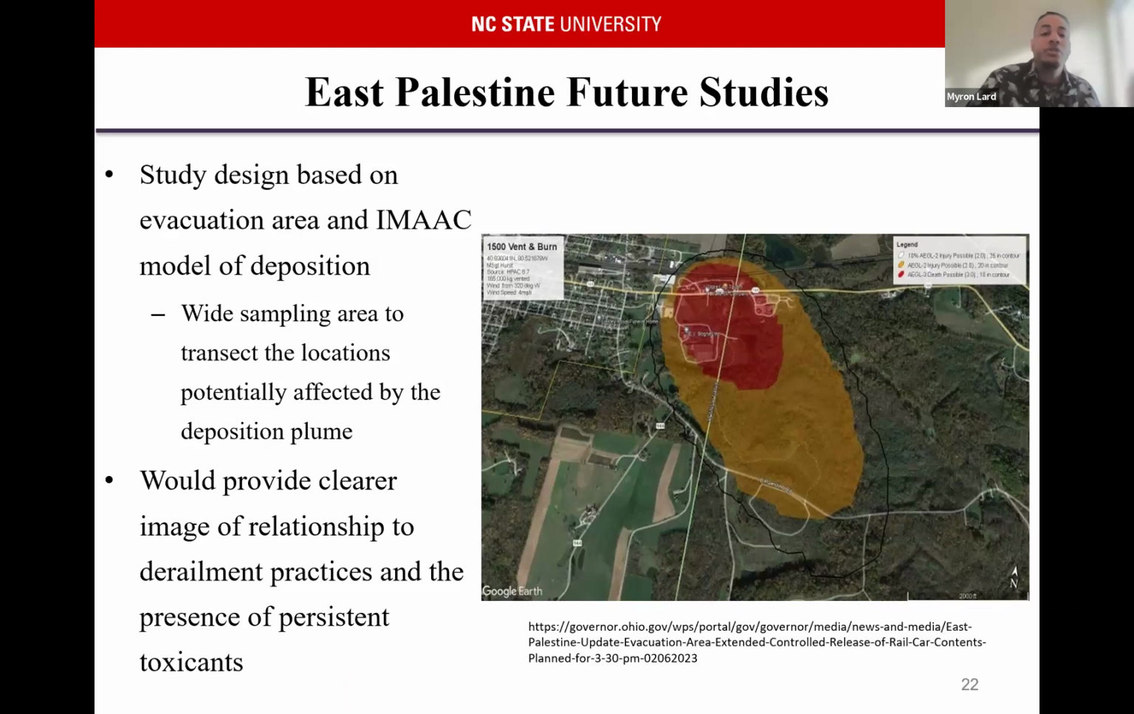So if we were able to do a widespread and very direct sampling set, we would be able to compare areas outside of the plume to areas thought to be directly influenced by the plume. And this would provide us with critical information about the relationship between the vented burn and the presence of these combustion byproducts.